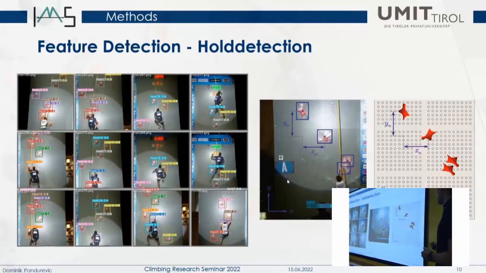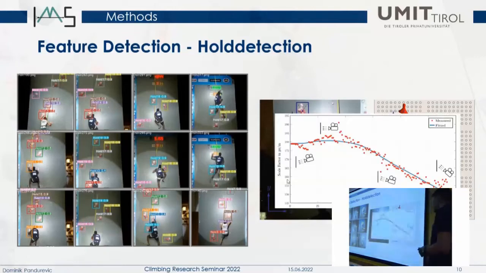As every speed climbing wall is standardized, we can take the distances of one hold pair. So we have the X and the Y distance of the hold pair, and we can compare it with our detected holds, and can then calculate the scale factor from our image plane to our wall coordinate system in meters or meters per second or whatever. And here you can see the calculation of this scale factor.